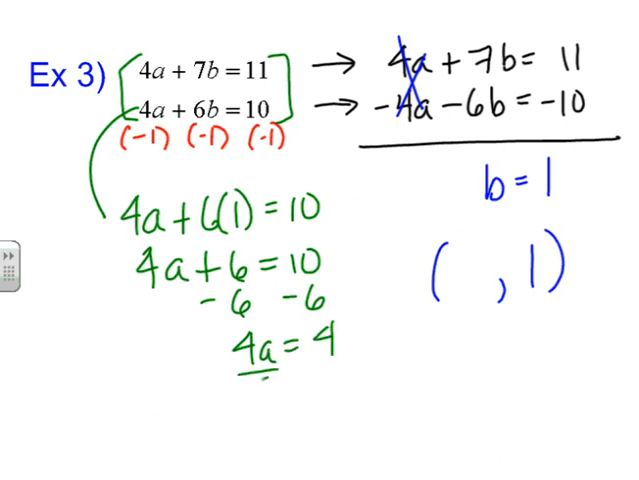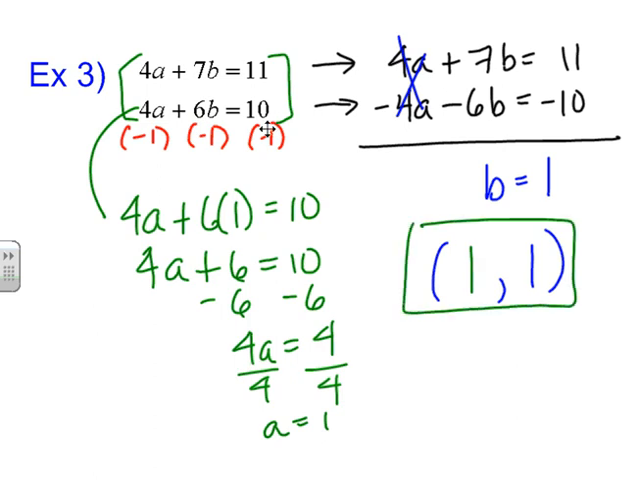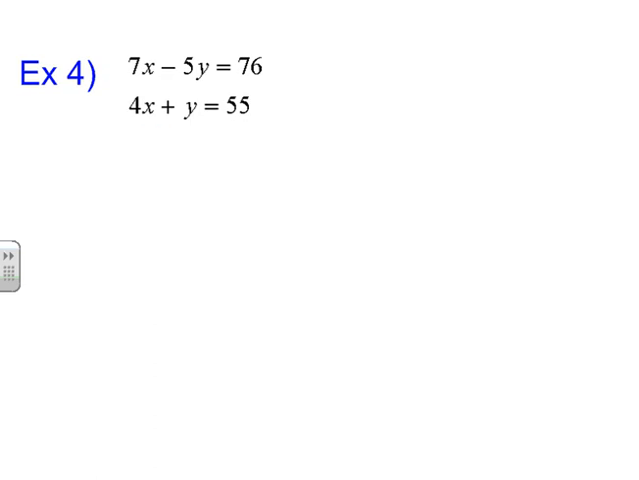And then I'll divide both sides by 4. I find that a equals 1. So again, I have my ordered pair that shows where these two collide. Let's look at another one here.